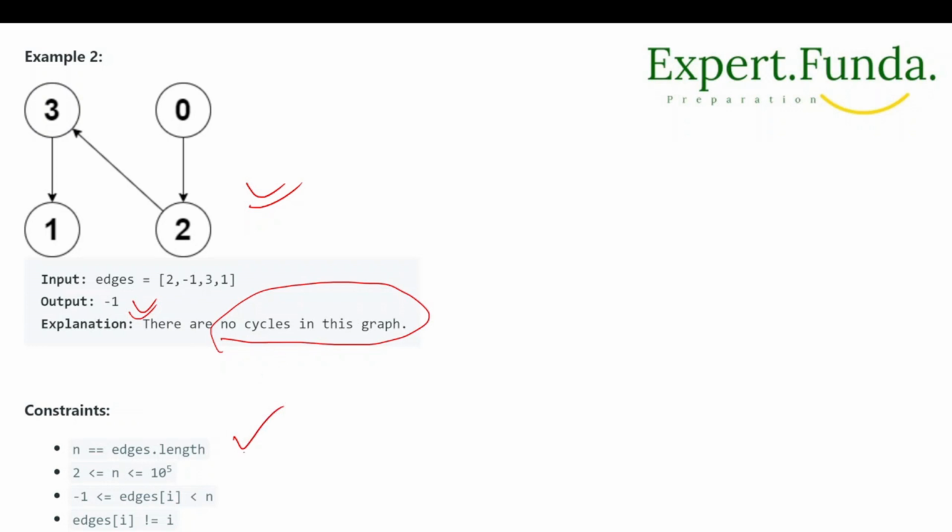Now the constraints we have been given: edges at I is what we have been given. The edges length should be equal to n, and n should be greater than or equal to 2 and less than 10 to the power 5. Edges at I should be equal to -1, or it should be greater than -1 and less than n. And edges at I should not be equal to I, right? Means a node should not have itself as its direction.